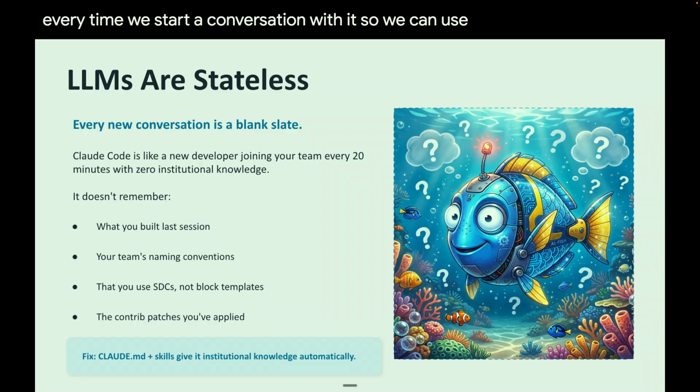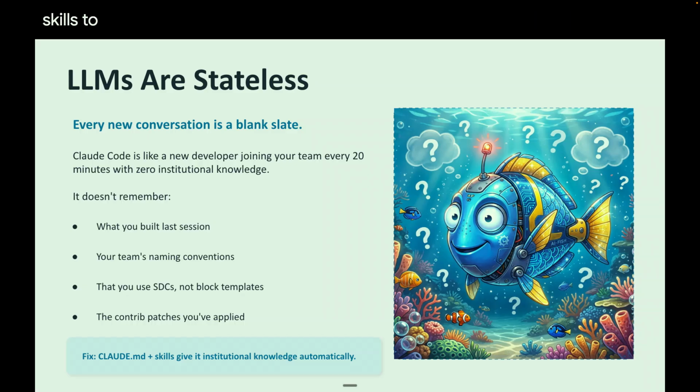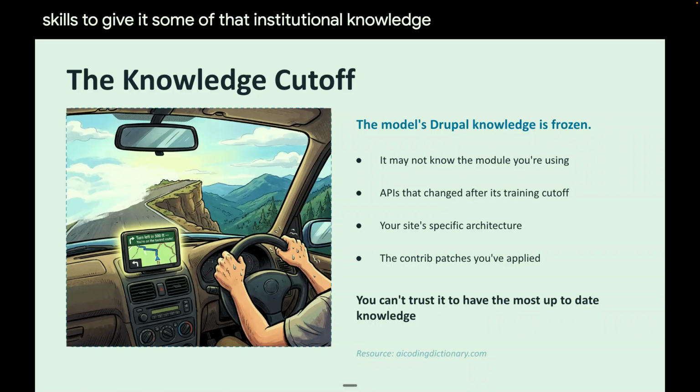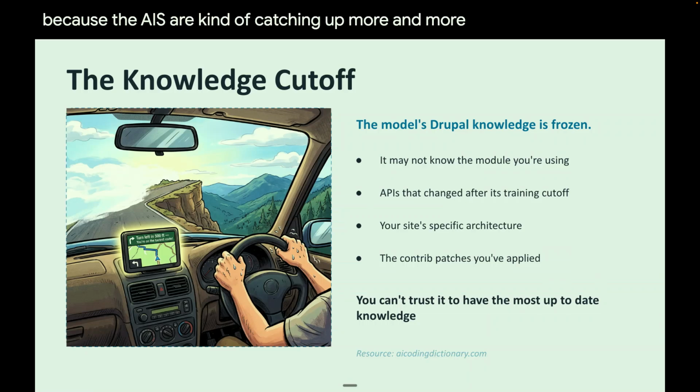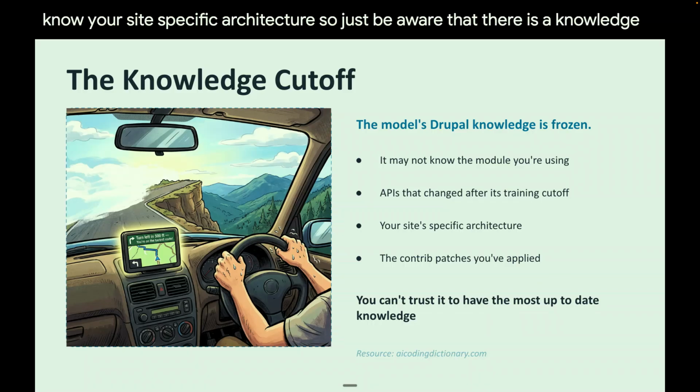So we can use CLAUDE.md along with skills to give it some of that institutional knowledge. I also just wanted to note that there is a knowledge cutoff. This is getting less and less consequential because the AIs are catching up more and more. But at some point, your AI's knowledge just gets cut off. So it might not know if you're using something brand new. It might not know if APIs get changed. It's definitely not going to know your site-specific architecture. So just be aware that there is a knowledge cutoff.